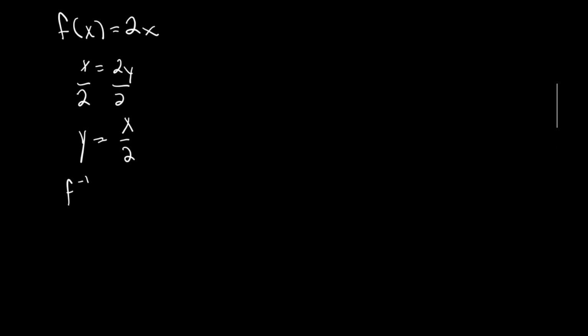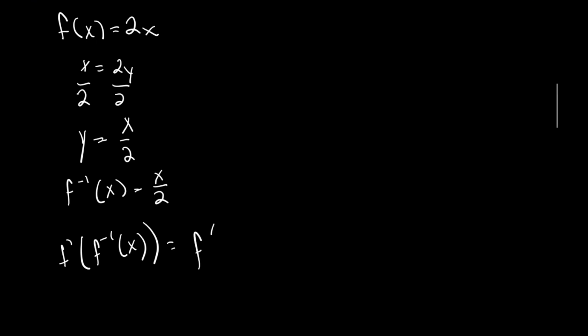So I'm going to do f inverse of x is going to be equal to x over 2. And now we can find a derivative of this, right? Let's rewrite this whole thing just so it makes a lot more sense.